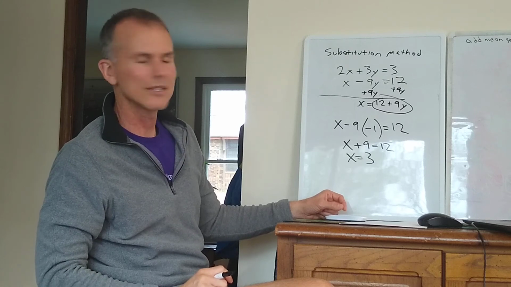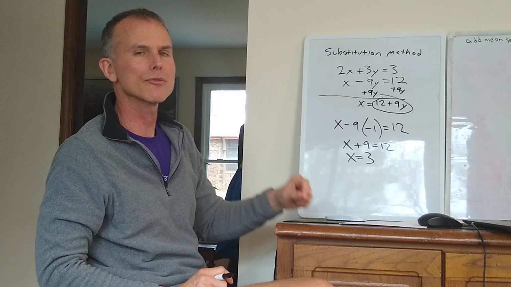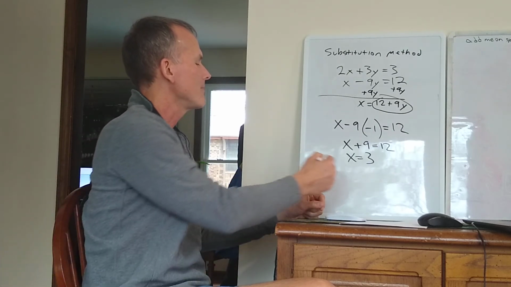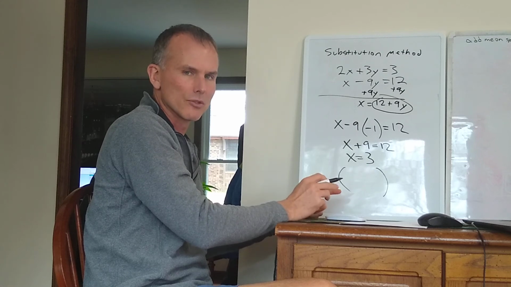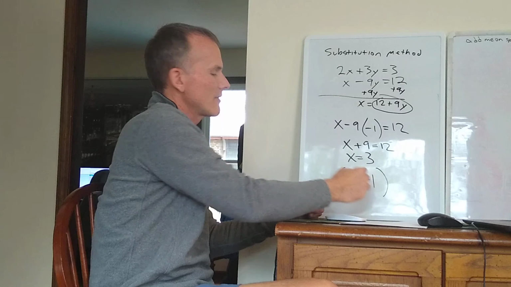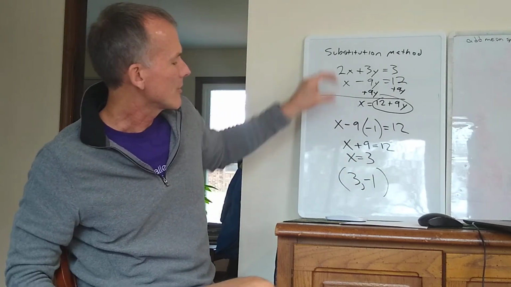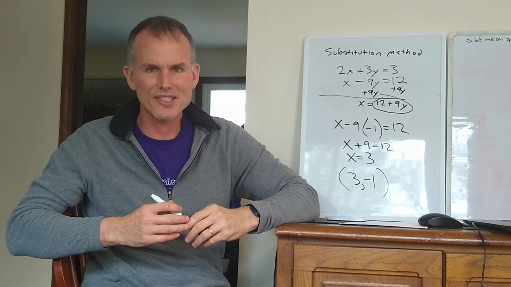So now I know the x coordinate of the solution to this system, as well as, remember, I know the y coordinate as well. And what I do is I write that solution to the system as an ordered pair, where x is 3 and y is negative 1. If I were to graph those two lines, that's the point where they would cross. That's called the solution to the system.